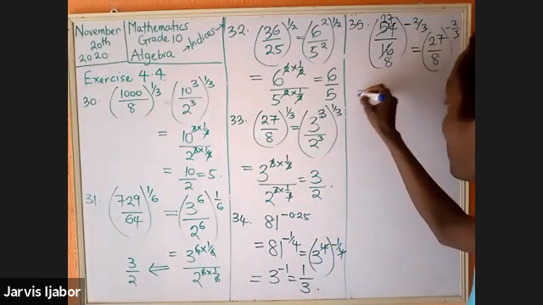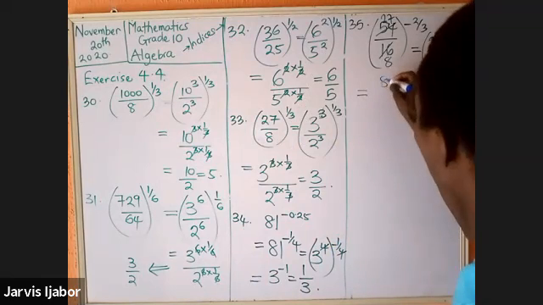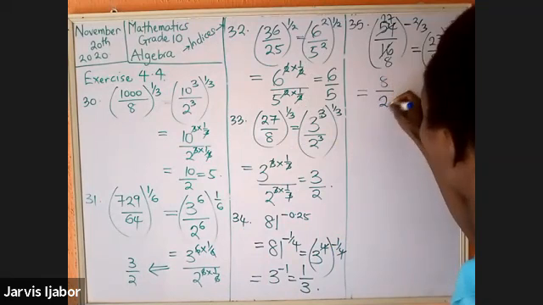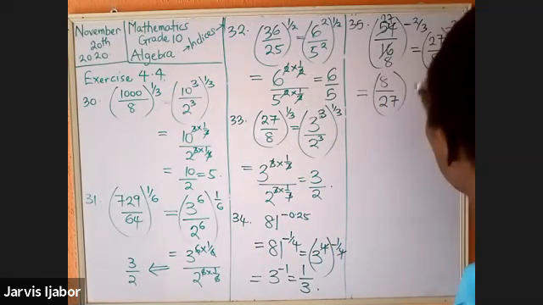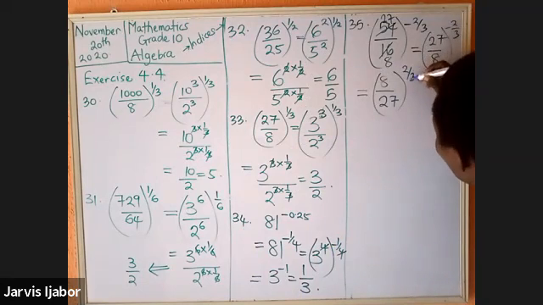This will give us what? This negative will cause a turning effect, to cause this to toggle. So this will turn the numerator to denominator and turn the denominator to what? Numerator. So this becomes what? 8/27, all raised to the power of 2/3. The next thing you do is to consider the denominator.